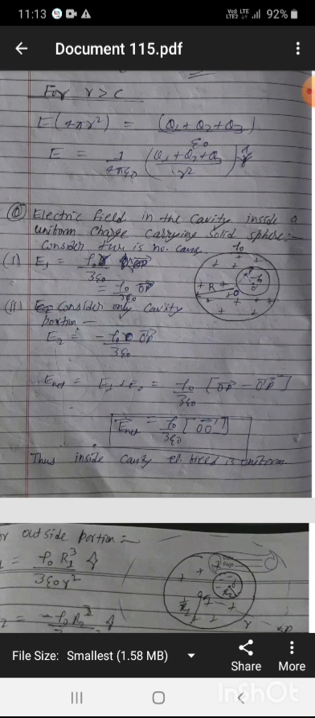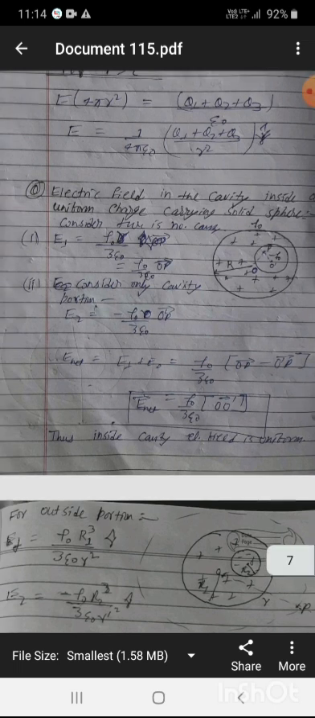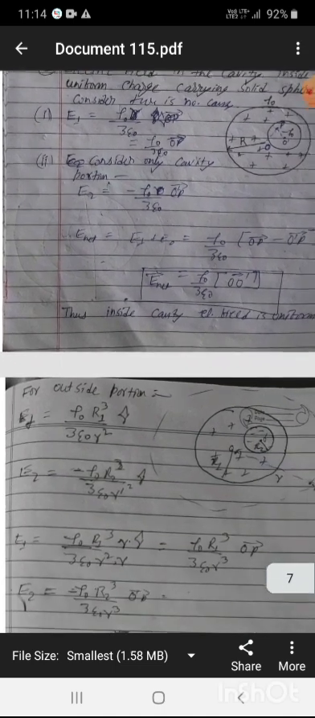Now let's talk about electric field in the cavity inside a uniform charge carrying solid sphere. Suppose there is a uniform charge carrying solid sphere of density rho naught. Radius of the sphere is capital R and there is a cavity within the sphere, and we wish to find electric field inside this cavity and outside this cavity. So how will we be doing this? Let's first calculate for the inside portion.